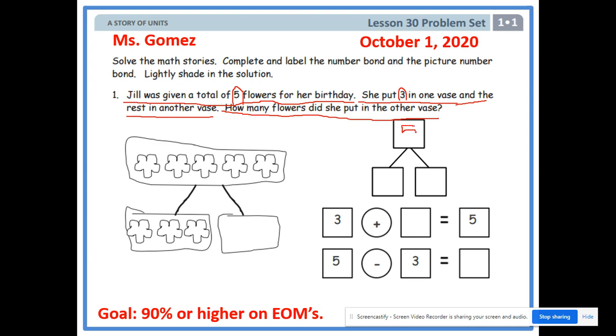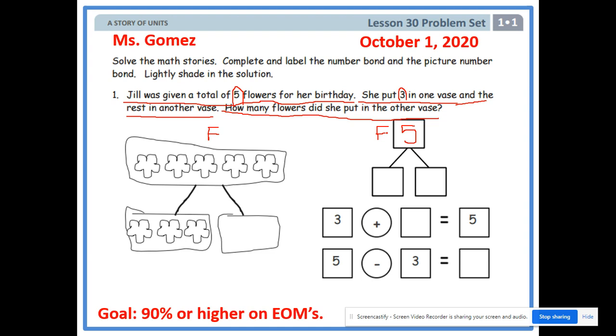Go ahead and write it with me. And here, they already drew it for you, so you don't have to draw it. 1, 2, 3, 4, 5. Remember, we have to label. So since we're talking about flowers, I'm going to put an F for flowers. I'm going to do the same on this number bond because remember, the instructions said to label both number bonds.